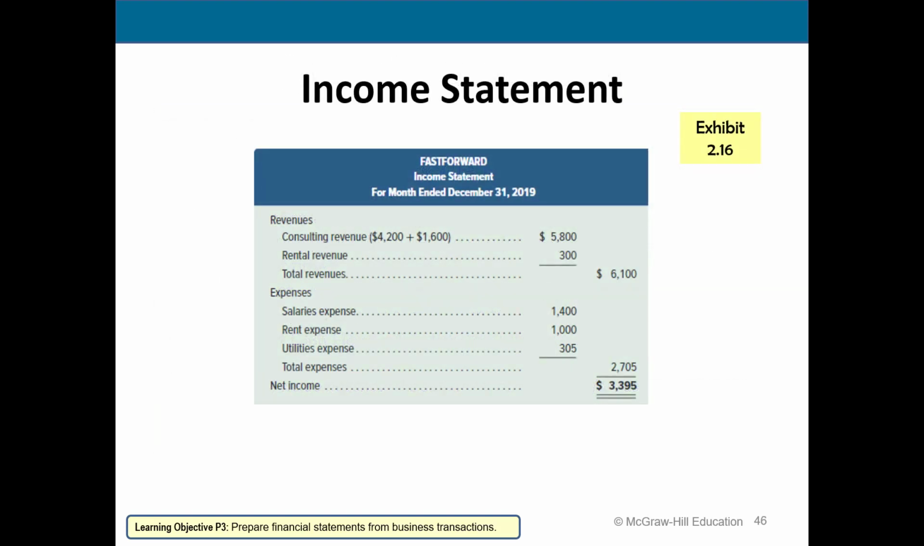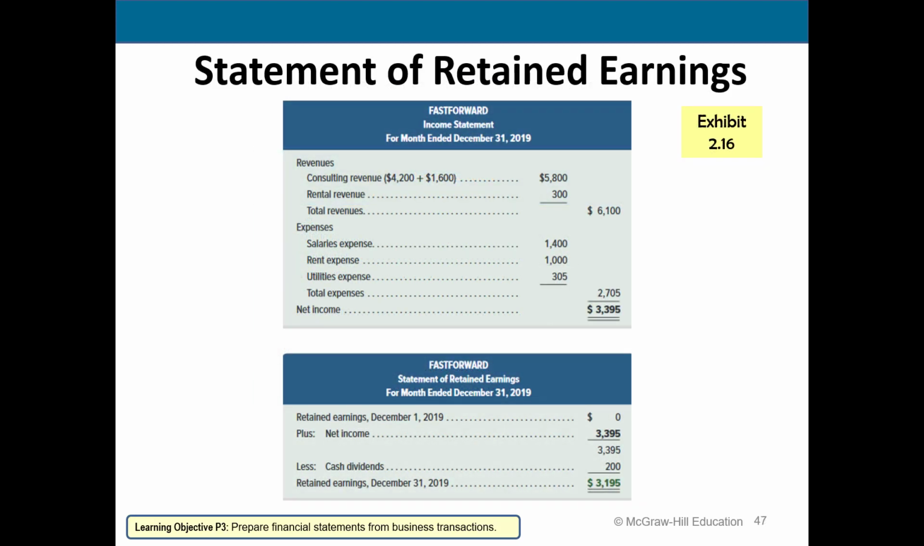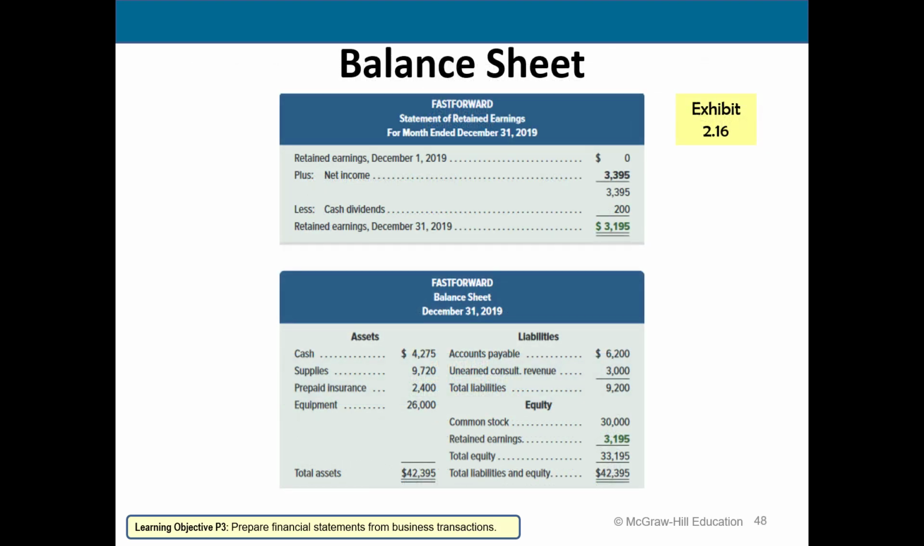So here's our income statement. We had 2 revenues, which totaled $6,100. We had 3 expenses, which totaled $2,705. So our net income is the difference, which is $33.95. Then we have our statement of retained earnings. We begin with a 0 balance. We add our net income, subtract our dividends, and that gives us our ending retained earnings balance, $31.95.